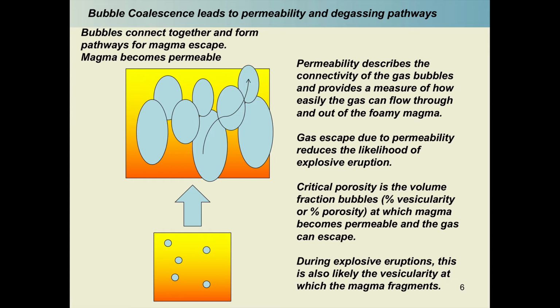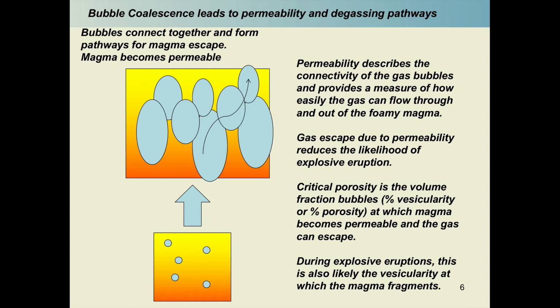But if you don't quite get to this state before the bubbles build up big overpressures, then you can have a simultaneous outgassing explosively, where the magma becomes wholesale permeable because it's basically blown itself apart. The critical porosity of a volcanic rock or a magma is the volume fraction of bubbles, so the percent vesicularity or percent porosity, at which that magma becomes permeable and the gas can escape. So this is a really important number.